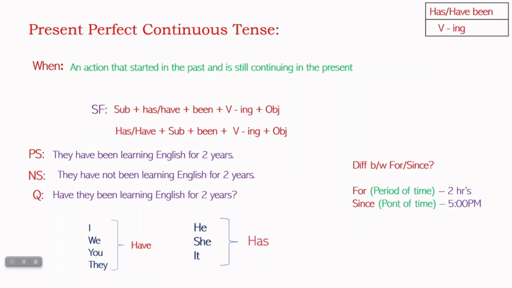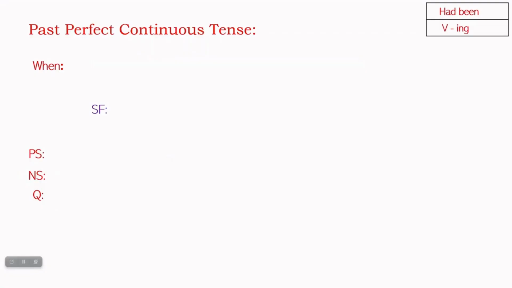Here, for I, we, you, they, we use have. For he, she, it, we use has. Past perfect continuous tense. We use past perfect continuous tense while talking about an action that started in the past and continued before a particular time in the past. So, the starting point of the action is from the past and the ending point of the action is also from the past.